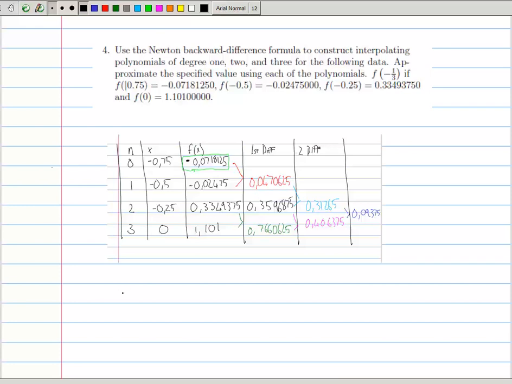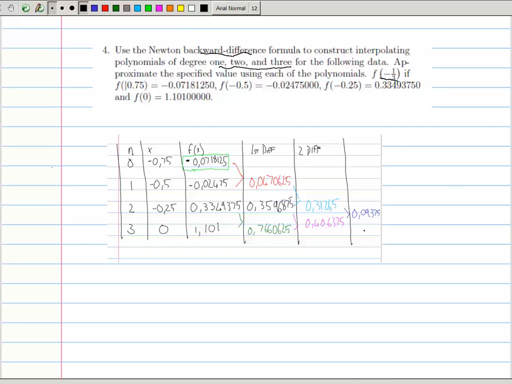Hello, and now we're going to be looking at the backwards difference. So we have a very similar question. Use Newton backwards difference formula to construct interpolating polynomials of degree 1, 2, and 3 for the following data. Our x value is still minus a third, and our data is still the same.